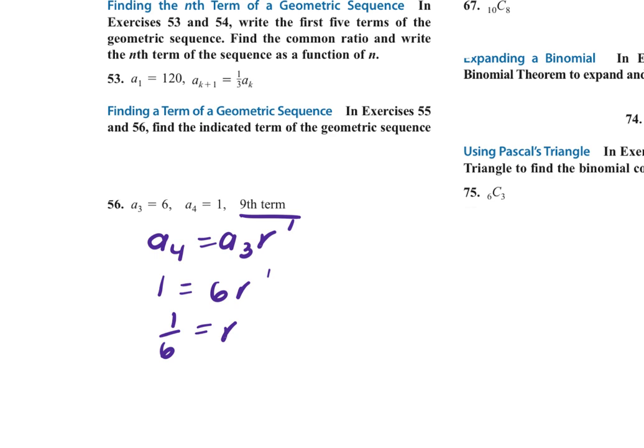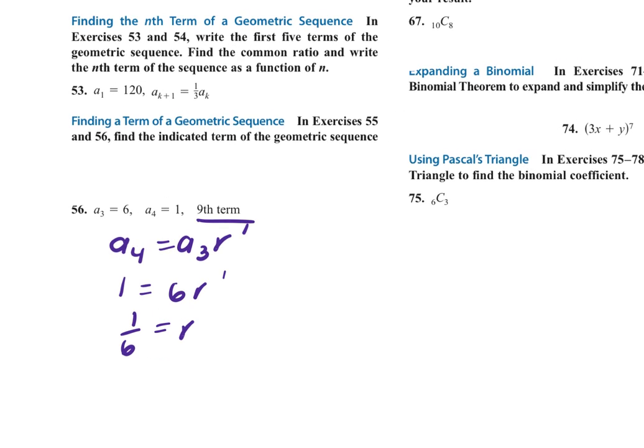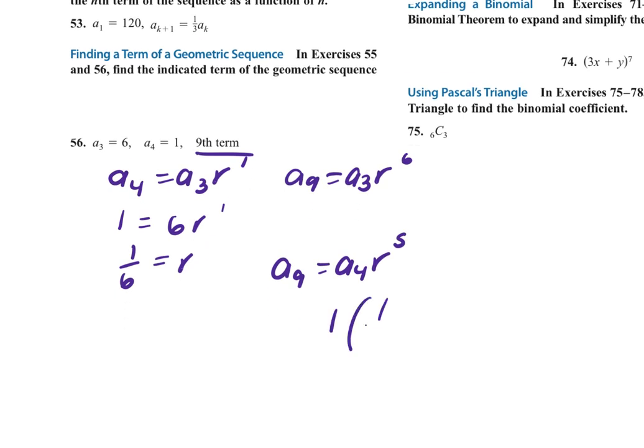Then you want to find the 9th term. So you've got 2 options. Use a9 with a3, and r would have to be raised to the 6th power. Or find a9 using a4, and r would have to be raised to the 5th power. So then it would be 1 times 1/6 to the 5th. I told them the last one, I'll tell you guys too, most of them don't go to a power bigger than 4, unless of course it's like a 2 maybe. Like if it was 2 to the 5th, that's not unreasonable. But if it's anything else like that, it would be more manageable numbers.